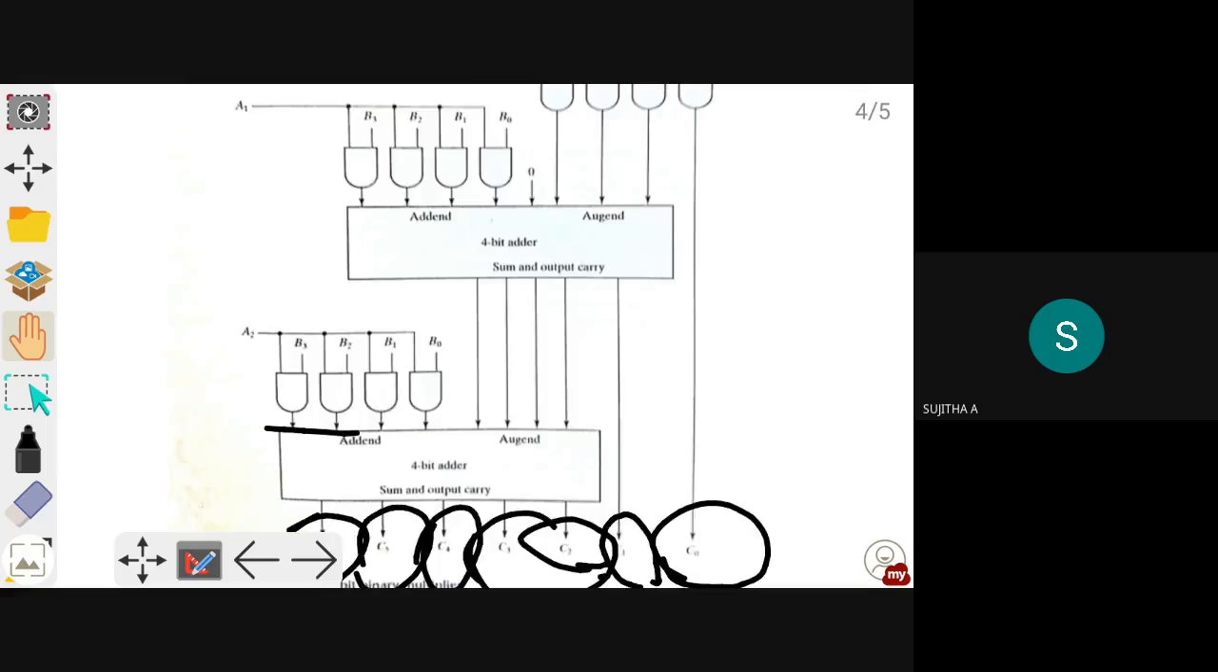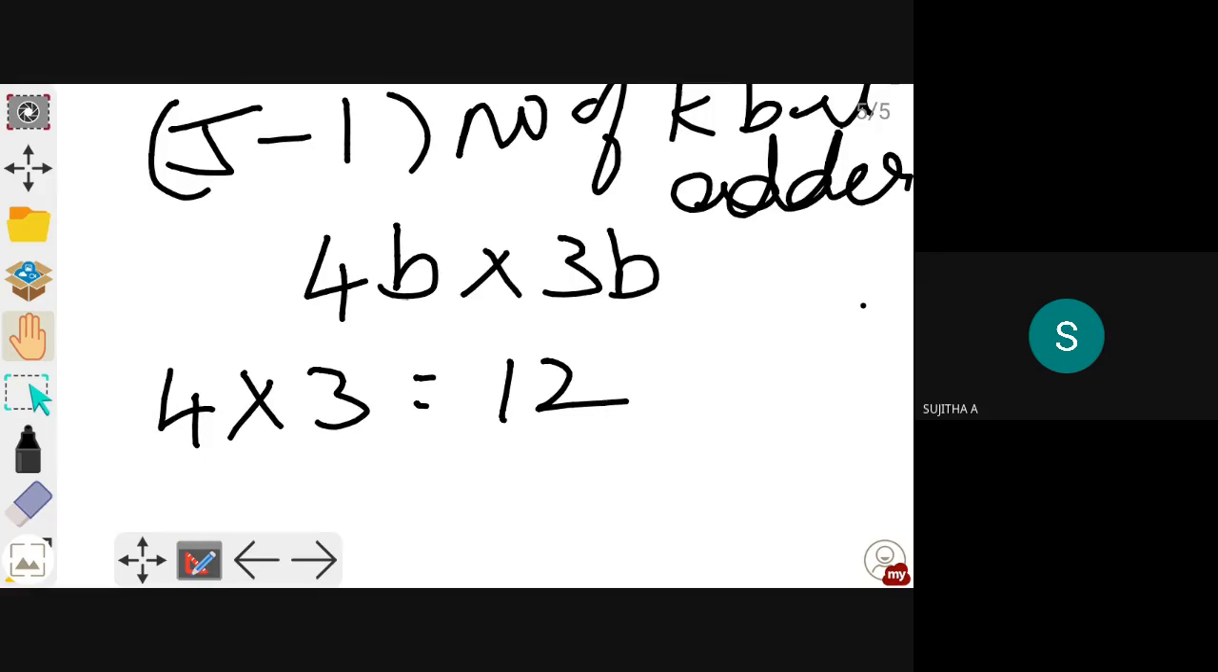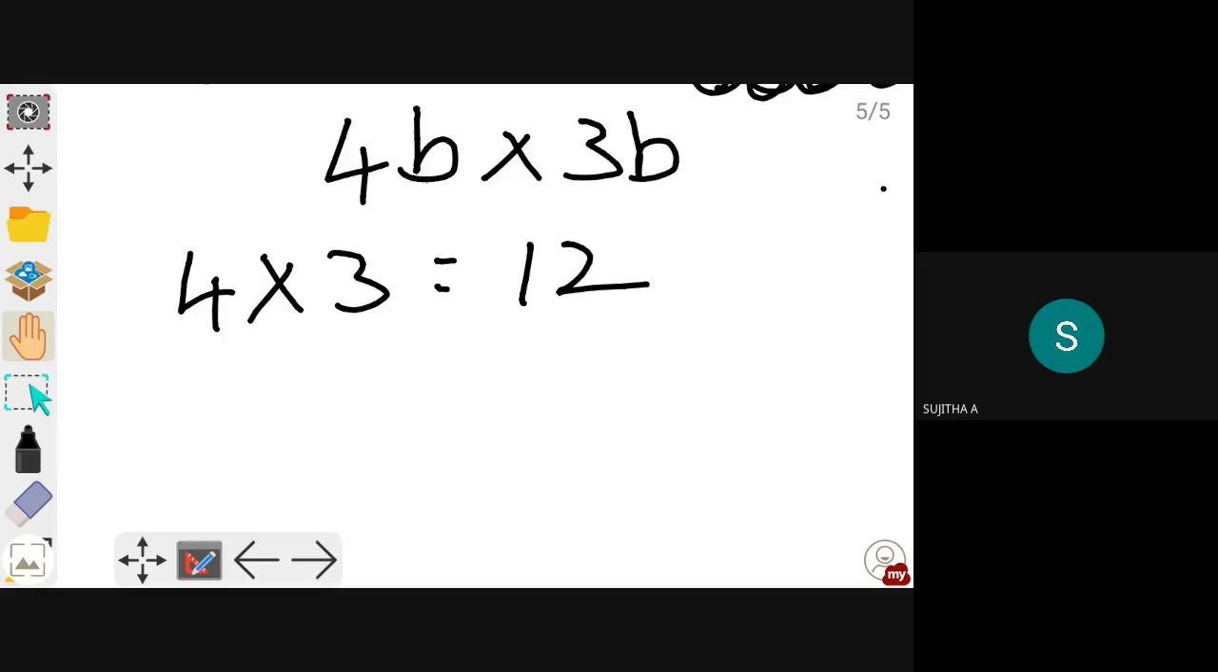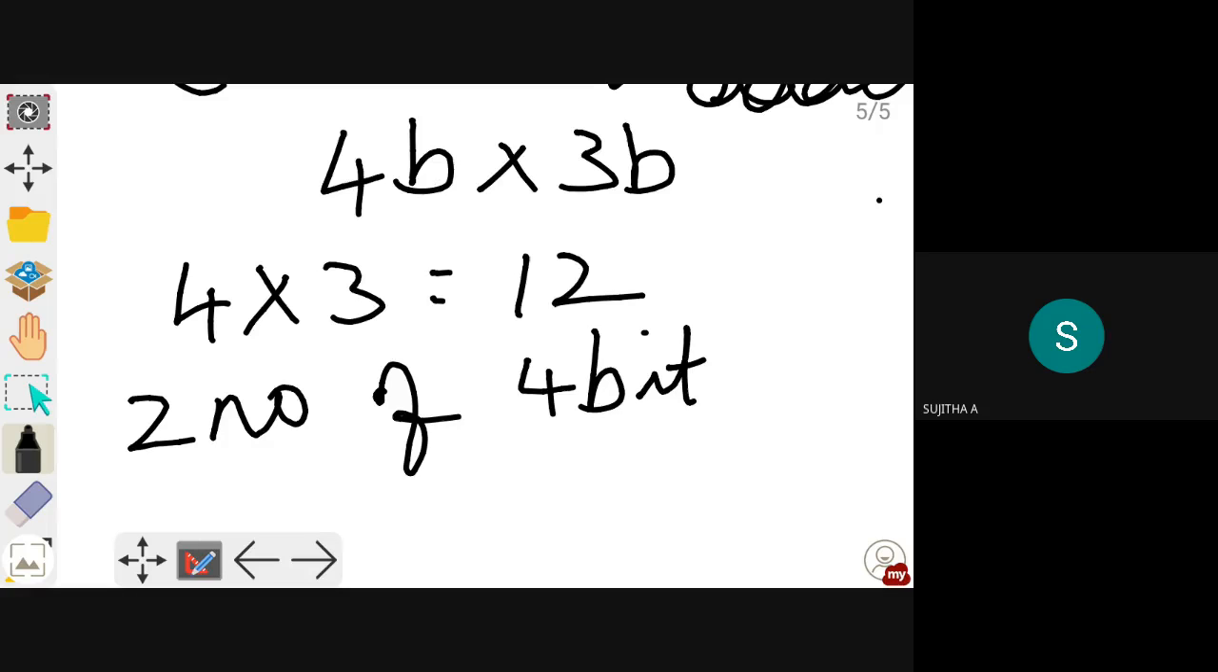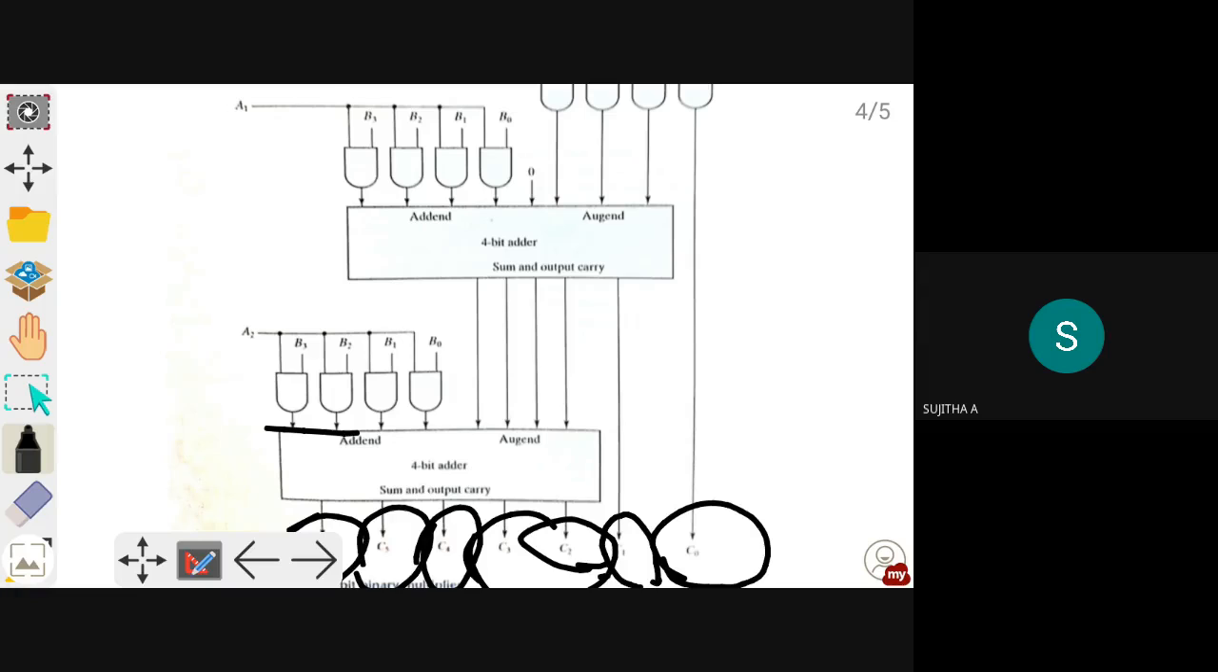So then the next formula is how many adders you will be using? j minus 1, that is 3 minus 1, that is 2. How many bit adders will you be using? K bit adder. So two 4-bit adders you will be using. So this is the formula.